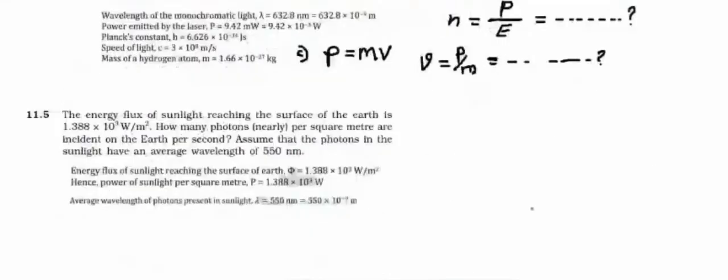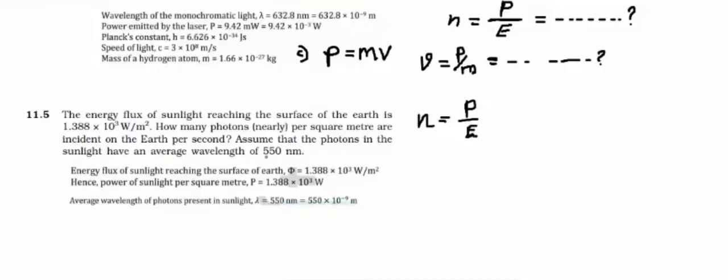Now, question 5. The energy flux of sunlight reaching the surface of the Earth is 1.38 into 10 power 3 watts per meter square. How many photons per square meter are incident on the Earth per second? Again, you need to calculate the number of photons per second. The formula we obtained is N is equal to P by E.